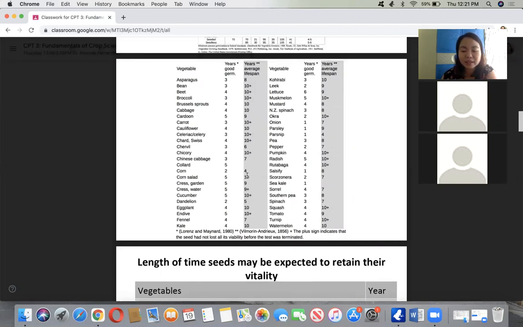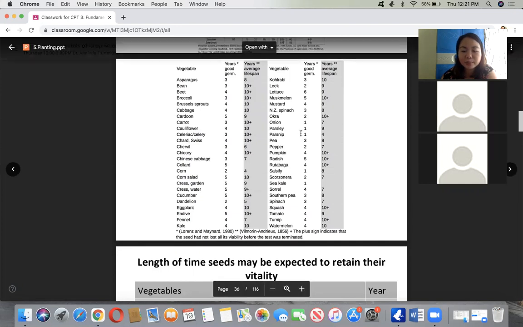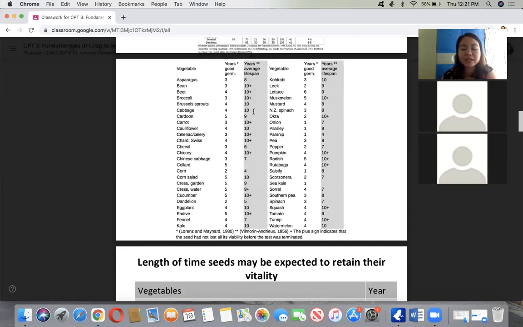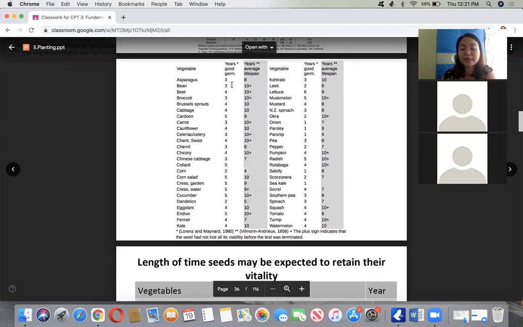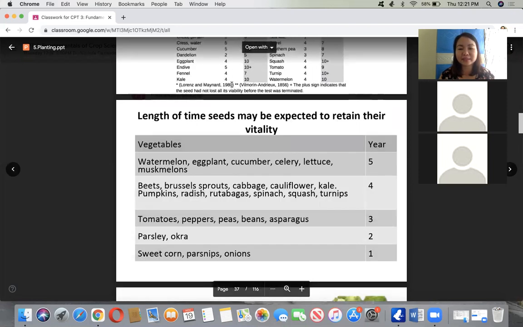The shortest is corn, 4 years, and also parsnip. The rest last more than 10 years. But if you are going to assess good germination, usually its validity is 2 to 3 to 5 years for it to germinate, the highest germination, the maximum germination capacity.